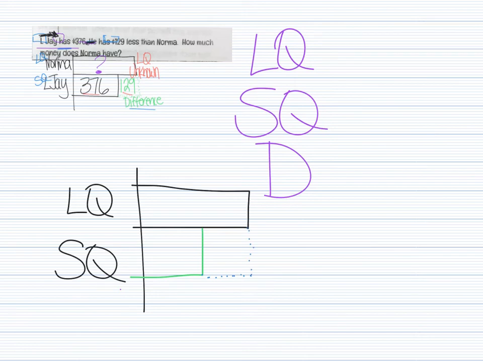So, example, I'm going to plug in some numbers here. If this was the number 12 and this was the number 9, what would go in my difference box? That's right, 3. Okay, guys, so remember there's two ways to find your unknowns. You can either add to find the larger quantity or you subtract to find either the smaller or the difference.